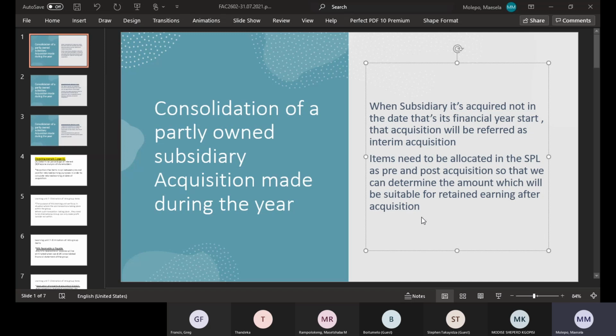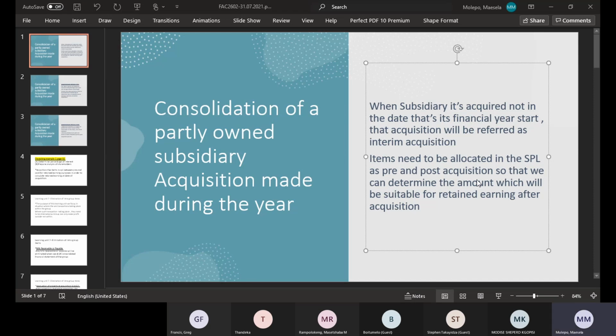We therefore need to allocate the items in the statement of profit or loss and other comprehensive income to pre and post. So any item that will be found in our SPL needs to be divided according to pre and post, so that at the end you will be determining the retained earnings at acquisition. The ones which fall under the pre will go to your retained earnings at acquisition, and the ones falling on the post will go to the current year profit when we are doing the analysis of shareholders.